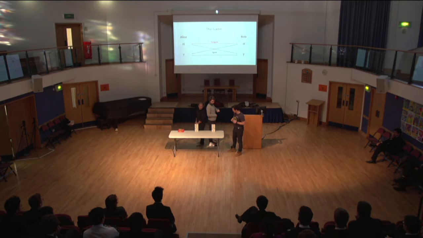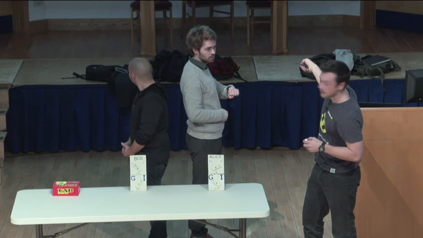No, actually, they lose. Do you see why? Bob has heads, Alice has tails, so they have to agree. All the black arrows are agreement, but they disagree, so they lose.